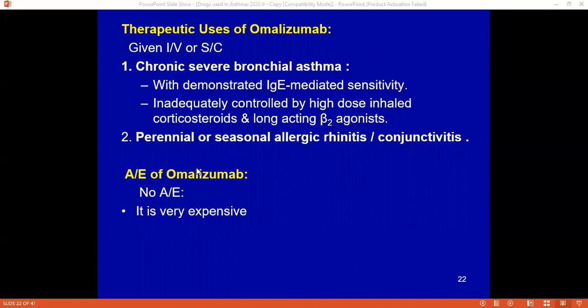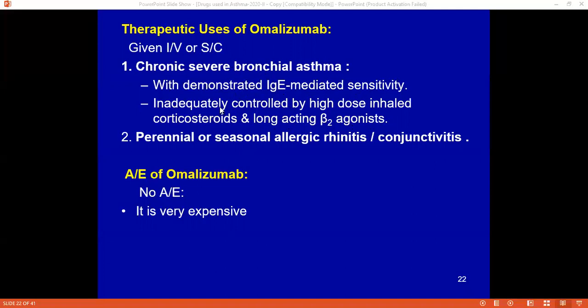What are the therapeutic uses of omalizumab? It is given intravenously or subcutaneously. In chronic severe bronchial asthma, we demonstrated IgE-mediated sensitivity. We always give it to patients who have already been tested for IgE-mediated sensitivity, or in inadequately controlled cases on high doses of inhaled corticosteroids or long-acting beta-2 agonists.